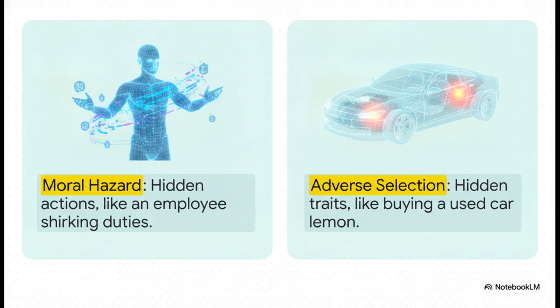Then, on the flip side, we have adverse selection. This one deals with hidden characteristics, where a seller fundamentally knows way more about a product's true quality than the buyer does. The absolute classic example here is the used car market. Imagine you're buying a used car. You're probably terrified of getting a lemon, a car with hidden defects that only the current owner knows about. So naturally, you lower the maximum price you're willing to pay, just to play it safe.